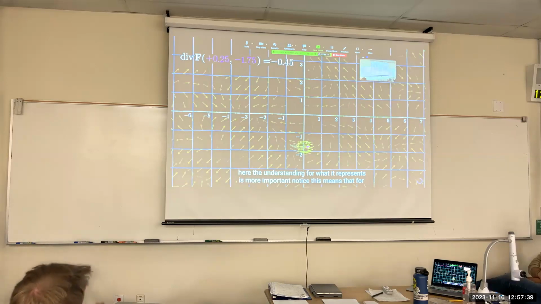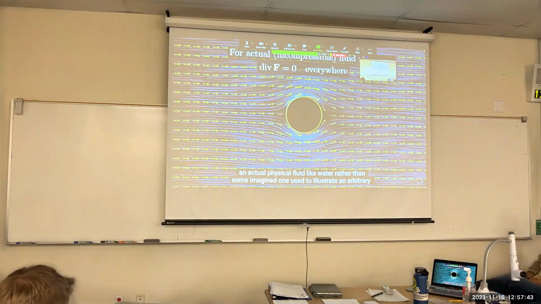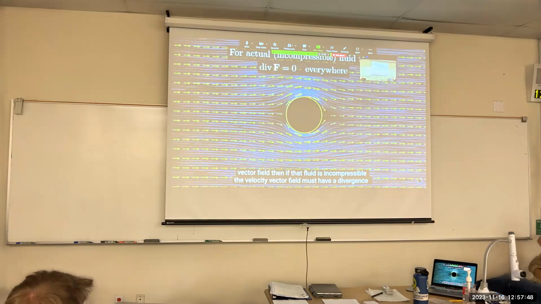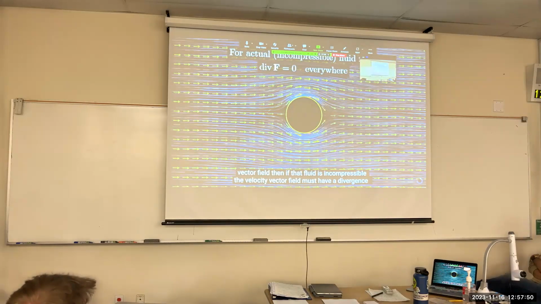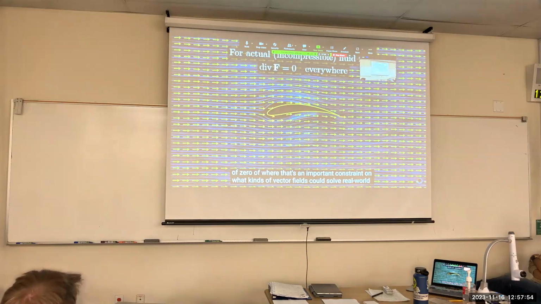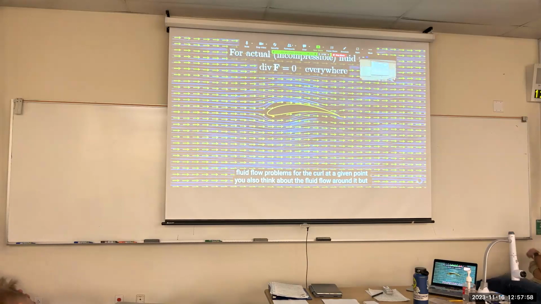Notice, this means that for an actual physical fluid, like water, rather than some imagined one used to illustrate an arbitrary vector field, if that fluid is incompressible, the velocity vector field must have a divergence of 0 everywhere. That's an important constraint on what kinds of vector fields could solve real-world fluid flow problems.